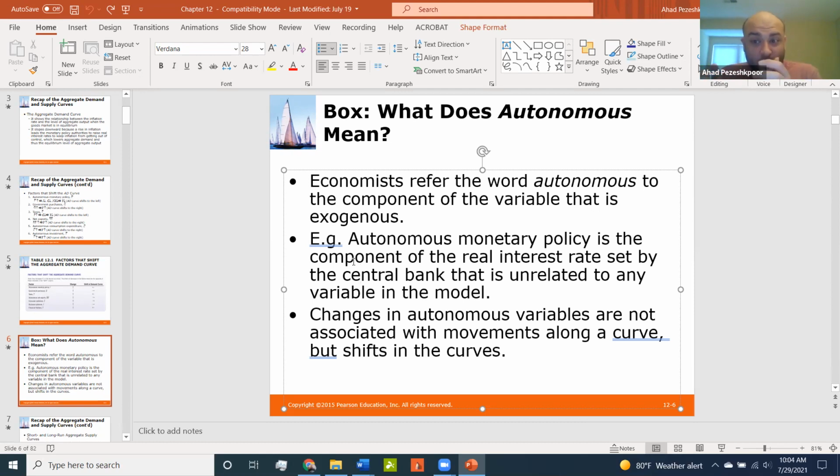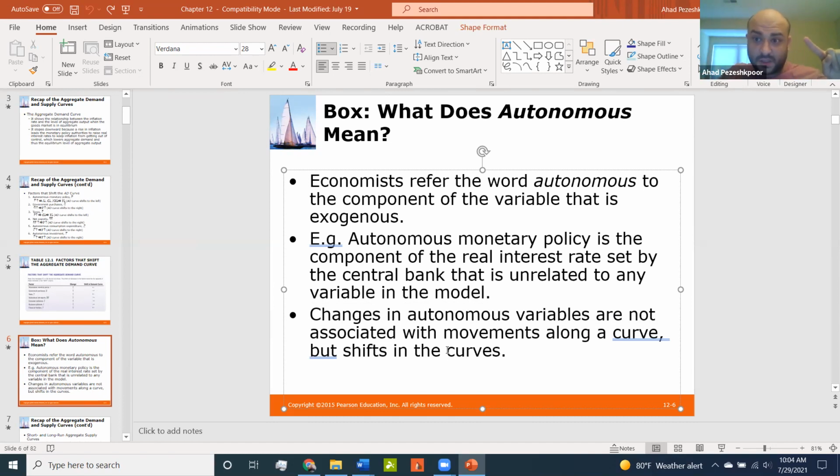So they could be like legal boundaries that would influence this. These are things from outside. Changes in autonomous variables are not associated with movements along the curve, but shifts. So when something inside the model changes, you would move on the curve. You will respond to it by moving on the curve, because you're inside the model.